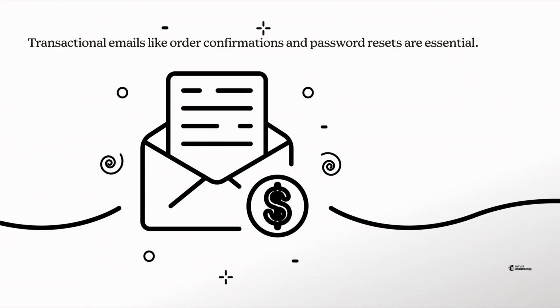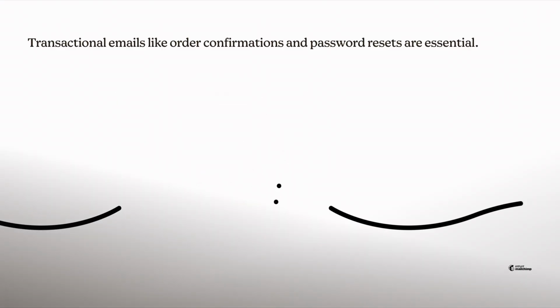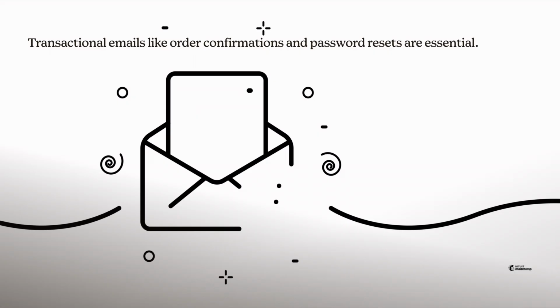A transactional email is triggered by something a customer did. Order confirmations, password resets, shipping notifications. These go to one person, and they don't require opt-in because they carry essential account information.